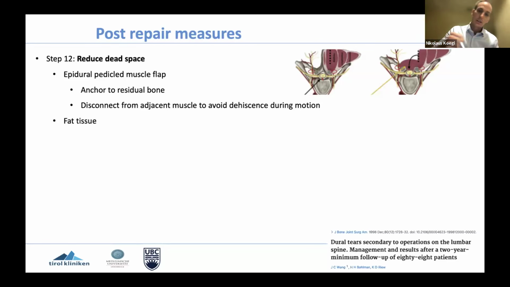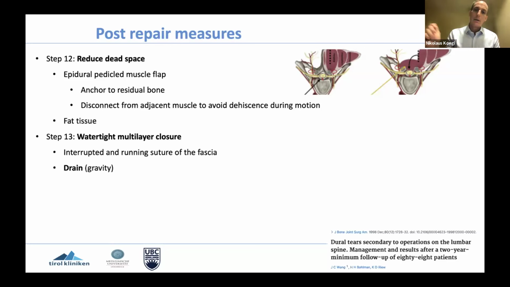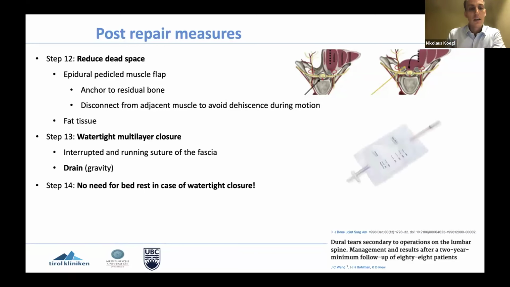And then once you think about closing, I usually use a drain without suction, just using gravity to keep that dead space as confined and as small as possible. I usually use running and interrupted sutures for the fascia, really anchor it back to the spinous process, keep it compact, and then do a running suture on top of things.